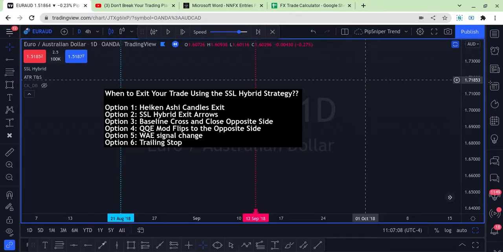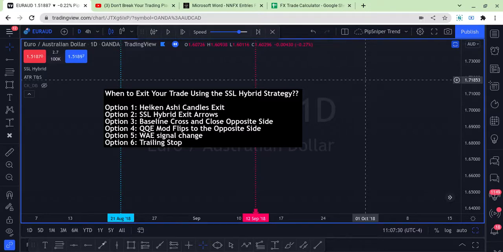Someone asked, well, how do you exit? And I believe it's related to the SSL Hybrid strategy. But I decided to break this answer up over several different videos because I can't just give you one word. I wish I could. It really depends, right? So I'm actually going to show you something special today.